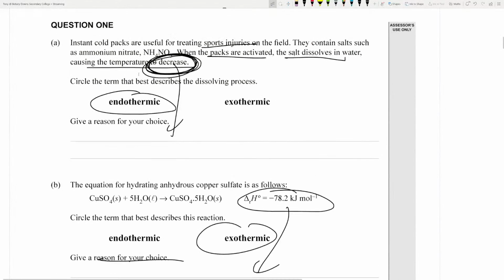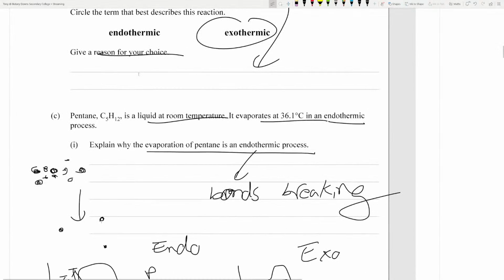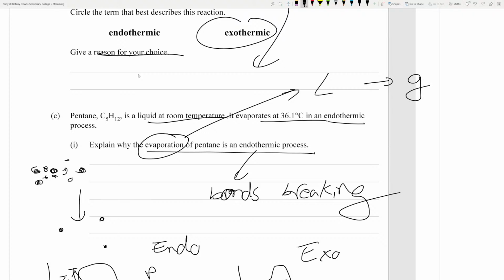Evaporation, pentane. So which one is it? It's over here. Okay, so in what evaporation? What's evaporation? My year 9s had this exam 2 days ago. Evaporation means you're going from liquid to gas. So how do you go from liquid to gas? You have to break the intermolecular forces between those particles.